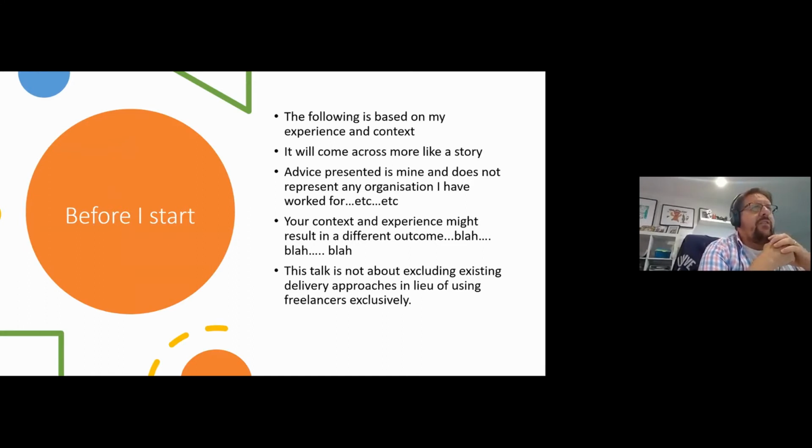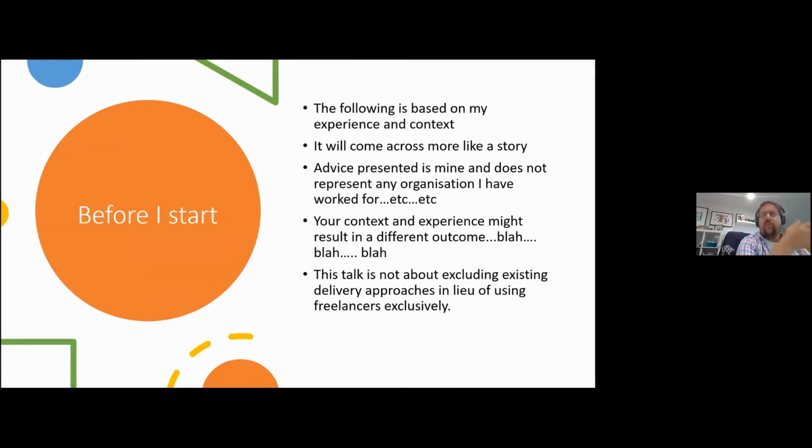I do also say that the advice I present is mine and mine alone. It doesn't represent any organizations that I've worked for, or currently work for, blah, blah, blah. You guys know all that kind of stuff. I'll also say that the context you experience might be different, so you might have a different outcome. Fairly straightforward stuff, but I thought I'd mention it.